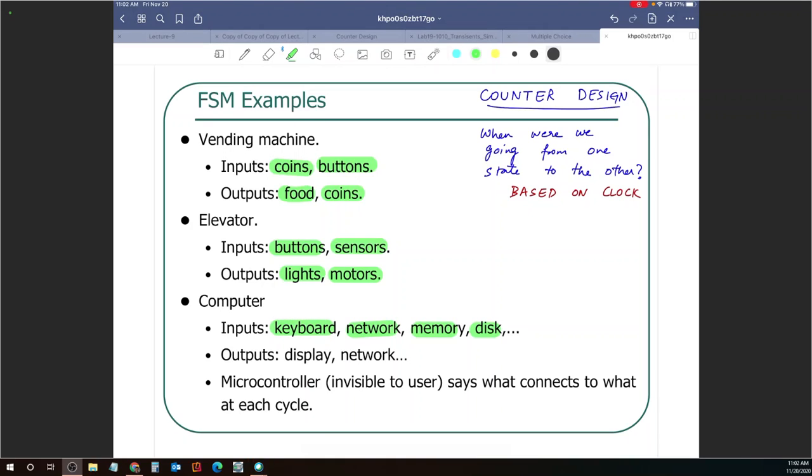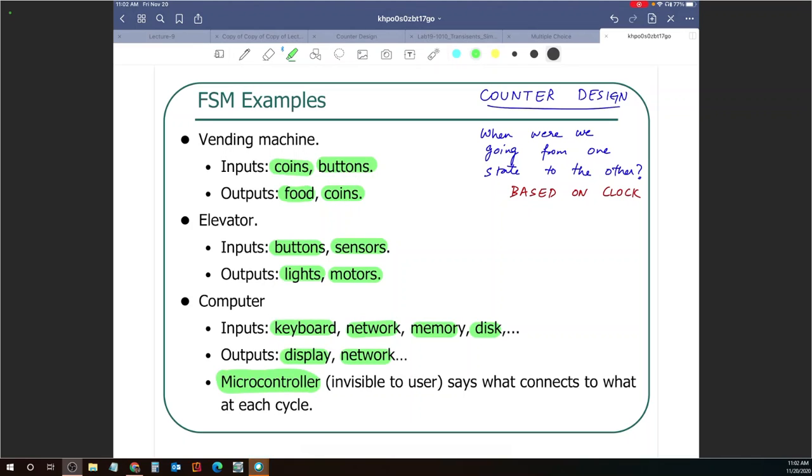The outputs could be your monitor display, again on a network because it can operate as input and output both. And what is the controller there? Like, what is making sure that all these inputs and outputs are behaving as the user desires? It is the microcontroller, right? Which is essentially invisible to the user because they only see the inputs and outputs.